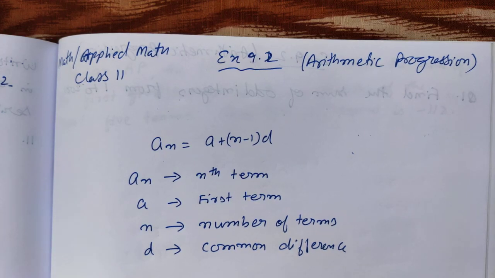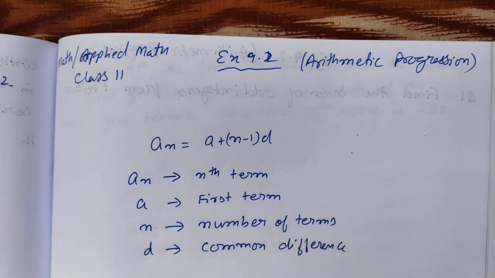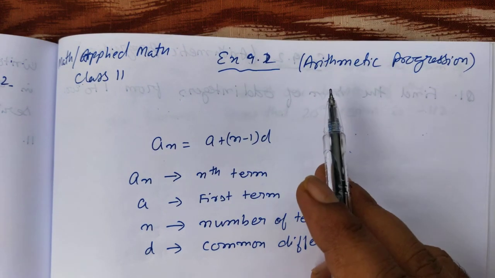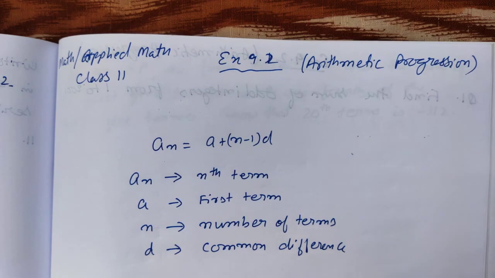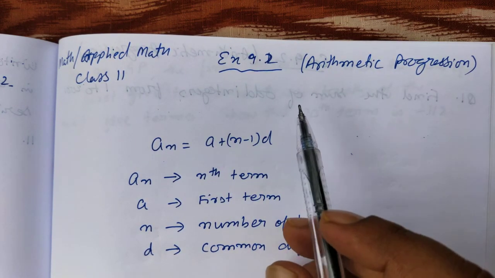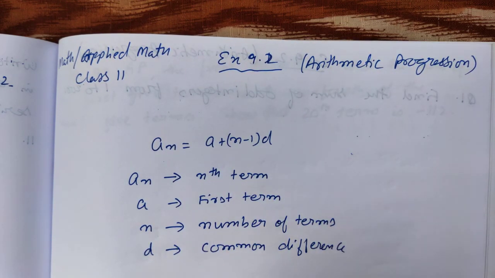Today we'll do arithmetic progression exercise 9.2. But before we start the exercise, let us know the formula of this exercise. Arithmetic progression you have already done in grade 10. If a series either increases or decreases by the same amount, then this type of series is called arithmetic progression.